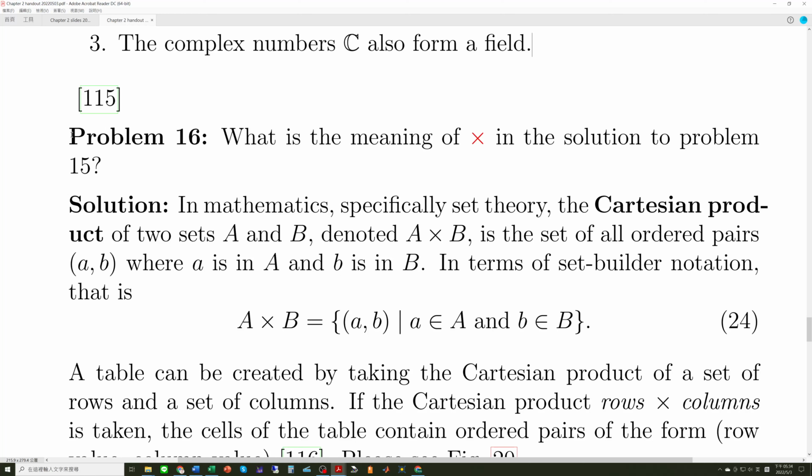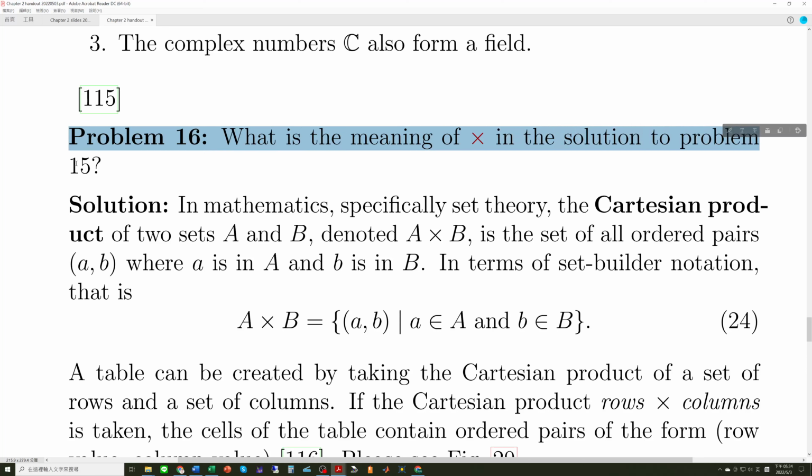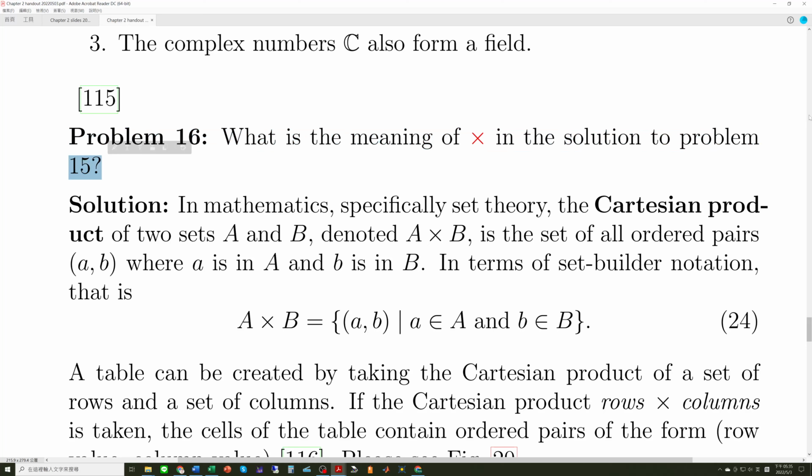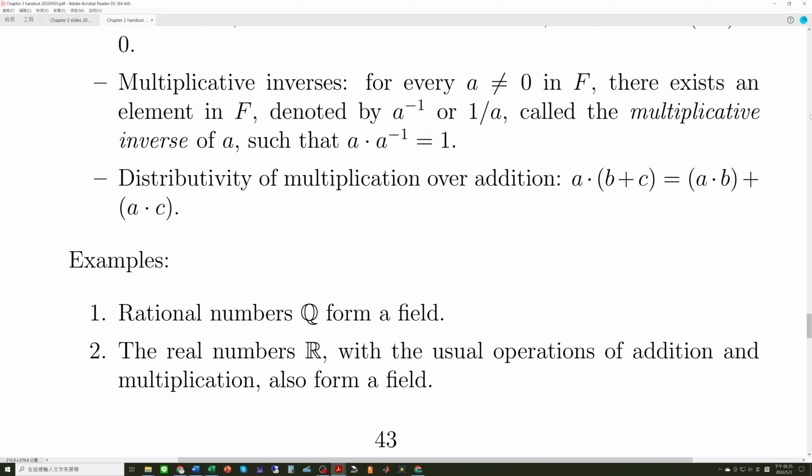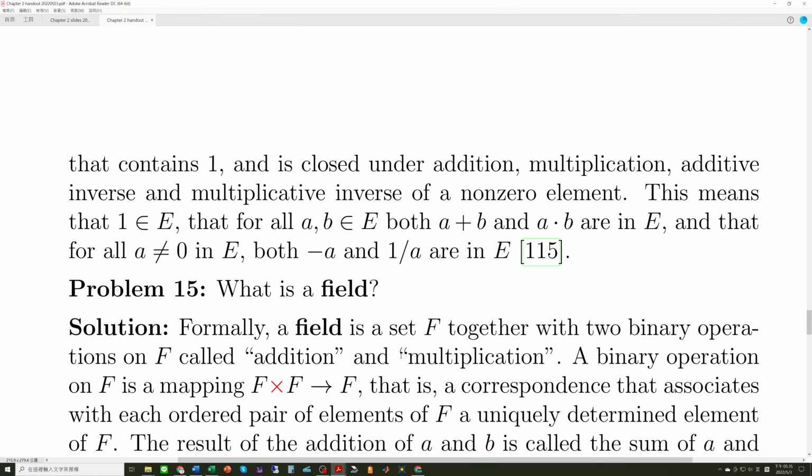Okay, so next let us look at problem 16. What is the meaning of the red times in the solution to problem 15? Okay, let us see the first time. Okay, here the red times appear. Okay, here.